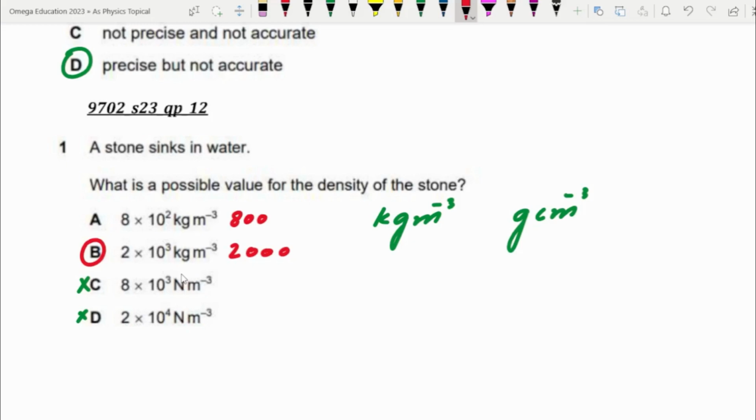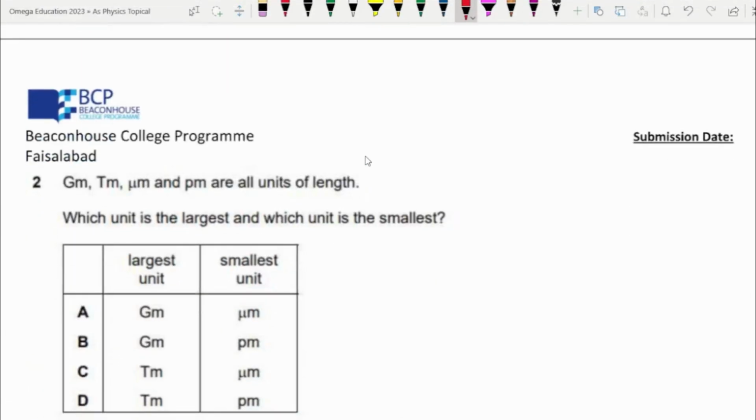Just the bigger one. And by the way, if we write down the density of pure water in SI units, that is 1000, and from there you can also see that 2000 is greater than 1000, so the stone would sink in the water. And if its density were less than that, then the object would float on the surface of the water. Okay, let's move on to the next one.